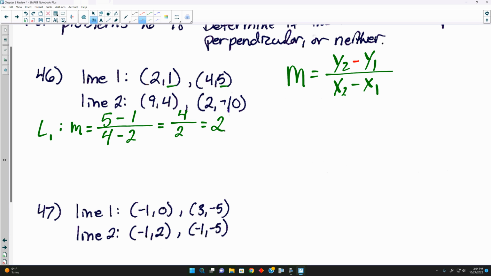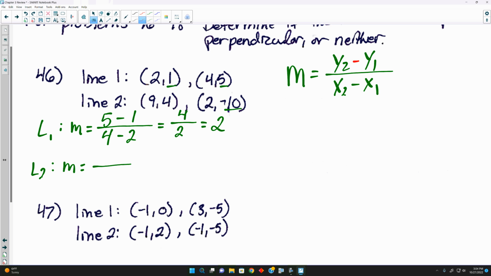Make sure that you didn't plug in a negative instead of minus. 4 divided by 2 is, yeah, no, you're good. Because if it doesn't reduce, it'll give you back a fraction.